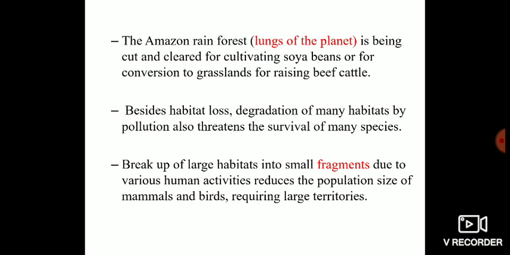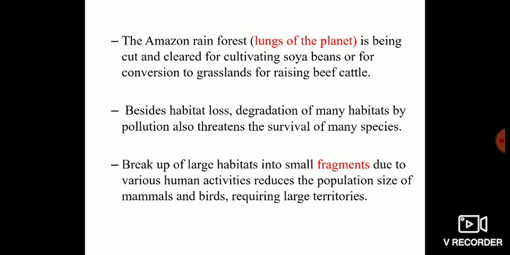Besides habitat loss, the degradation of habitats may take place by pollution, and this pollution also threatens the survival of many species. For example, you have an industry in an area where you have immense biodiversity, and because of the pollution caused by the industry, the species living in the surroundings are affected. They face a threat to their survival and existence.